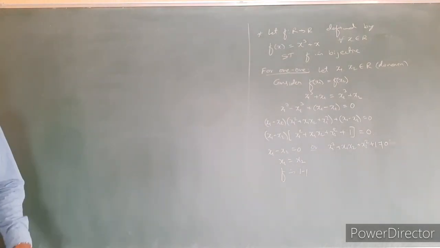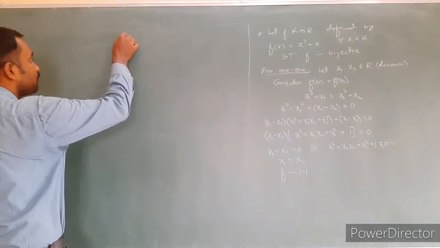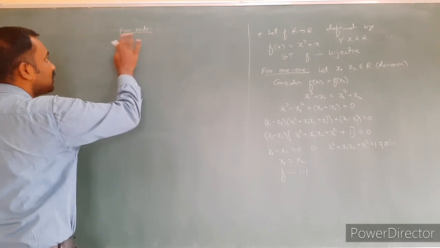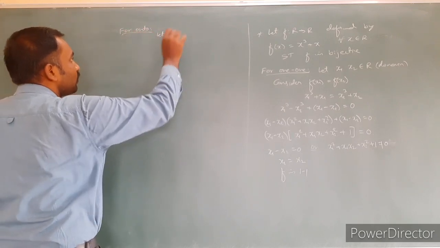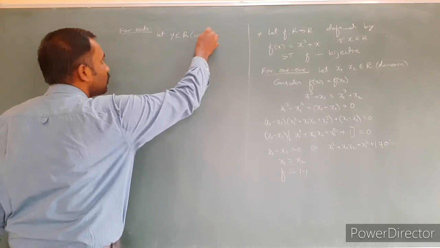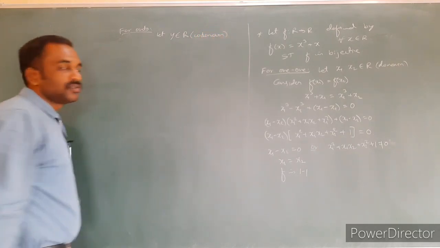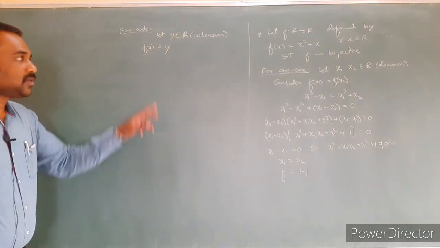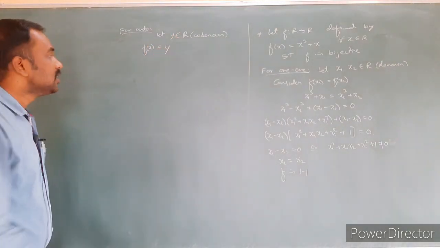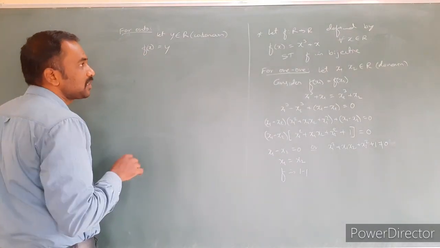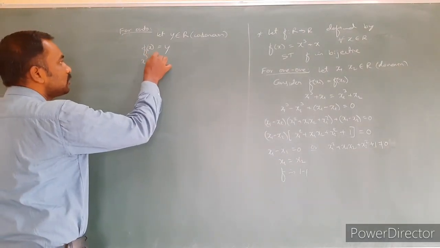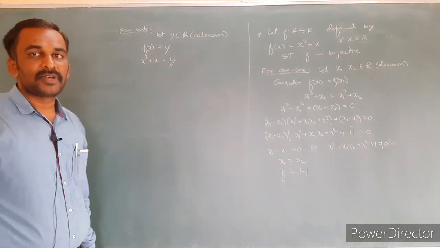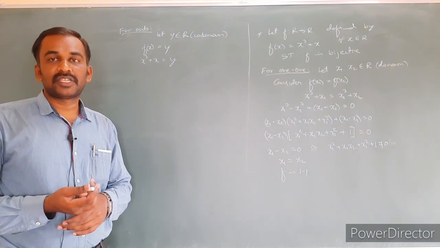Consider one element which is from the codomain set. Let, for onto, consider any element y present in the codomain set. If there is f of x equal to y, the image of x under f is y. From this, replace the f of x value. What is the f of x value? x cube plus x is equal to y. Here I have the y value in terms of x. Now I need to get the x value in terms of y.